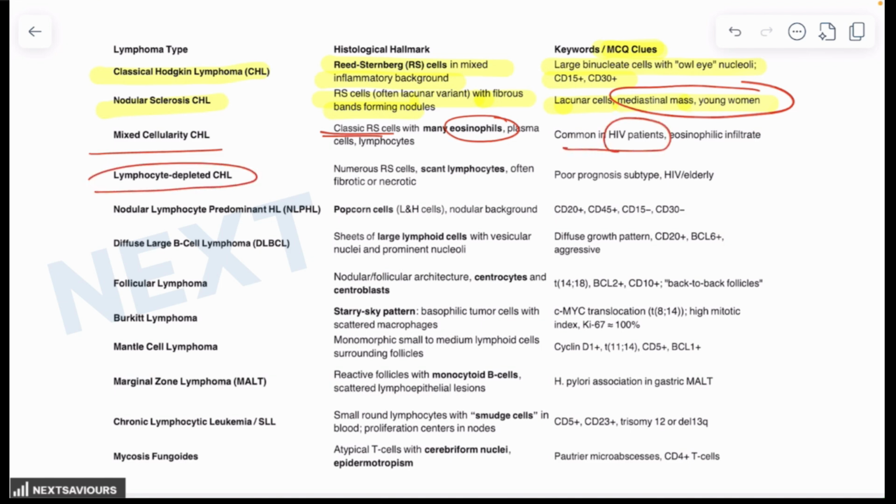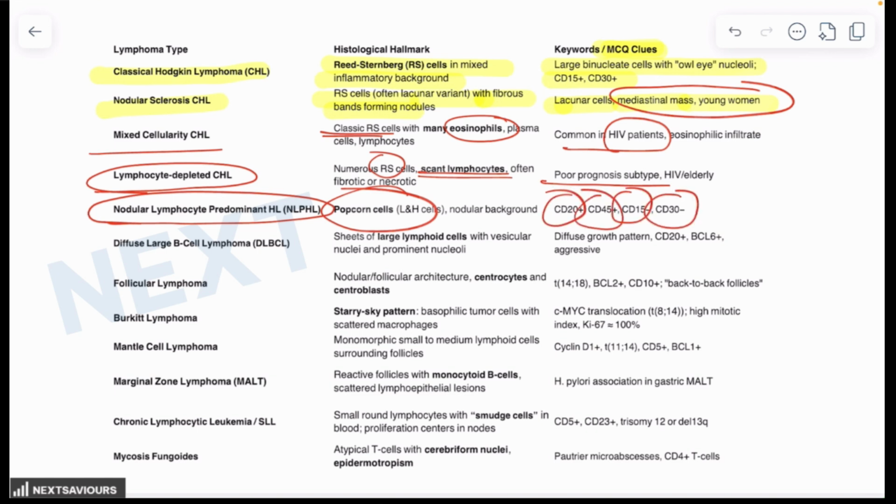For lymphocyte depleted CHL, there will be a presence of numerous RS cells with scant lymphocytes, because of which there is a poor prognosis. So it is a poor prognostic subtype associated with immunocompromised status of the patient, or is seen in the elderly. For nodular lymphocyte predominant, as we have already seen, instead of RS cells, there is going to be a presence of popcorn cells, and instead of expression of CD15 and CD30, there will be expression of CD20 and CD45 positivity.